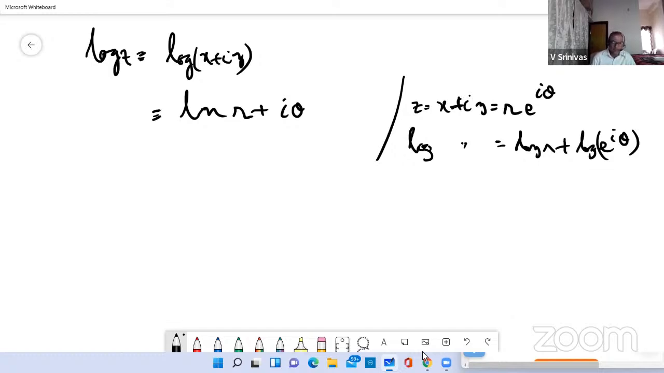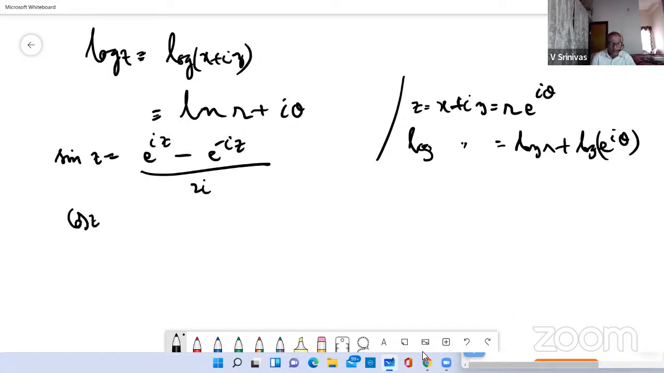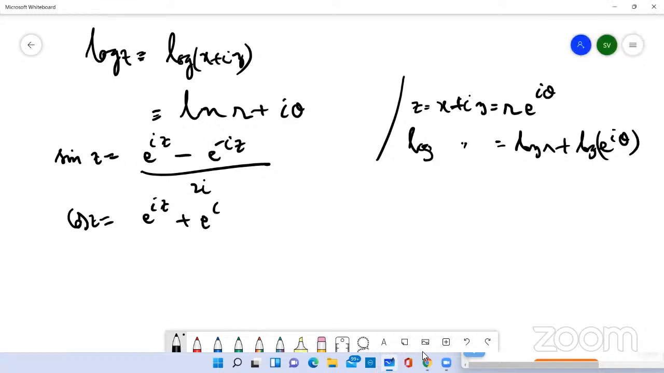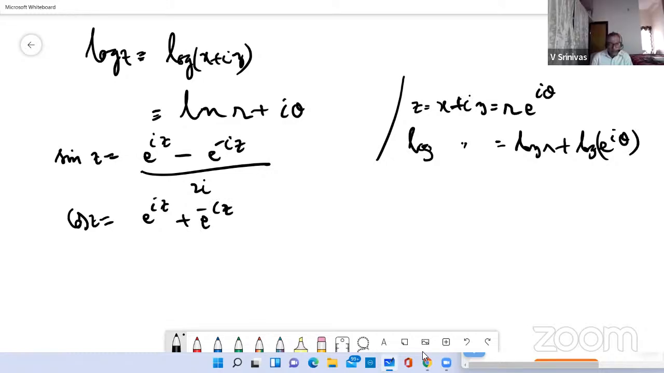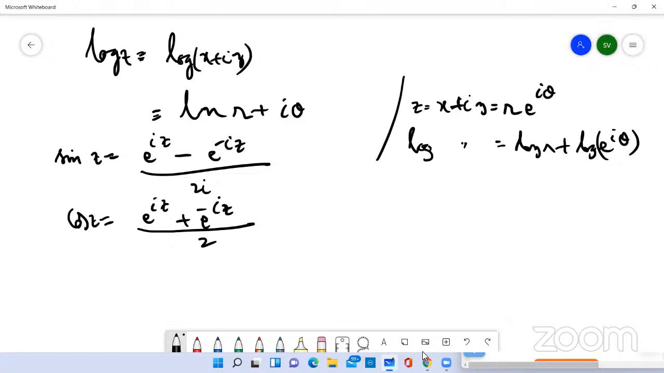We also define sine z. Sine z is e power iz minus e power minus iz by 2i. Okay, cos z is how much? E power iz plus e power minus iz by 2. Compare with cos hyperbolic: e power x plus e power minus x by 2. Okay. Cos hyperbolic theta is e power theta plus e power minus theta by 2. So replace z by theta, you get cos z.